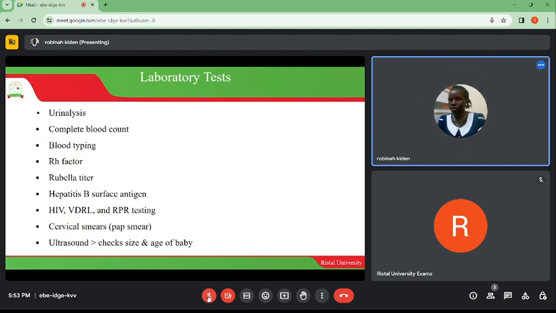So these are supposed to be all done during pregnancy, but unfortunately in our country some of these are not available, but we always go with those that are available, mainly the urinalysis, the blood typing, then the HIV and the rhesus factor, then the complete blood count. Sometimes they don't do the complete blood count, but they do the hemoglobin, which is very, very important.